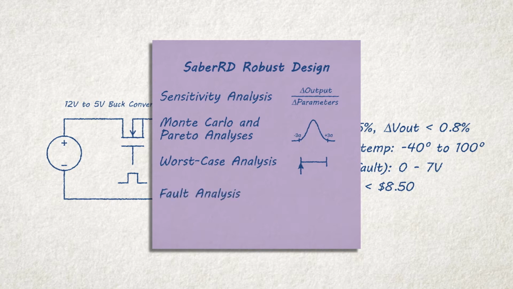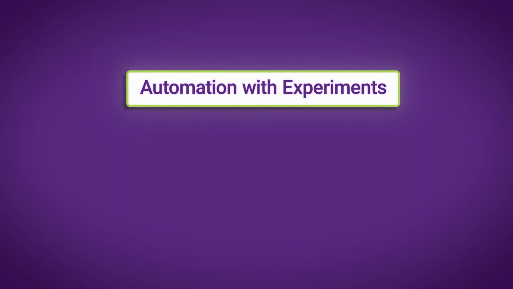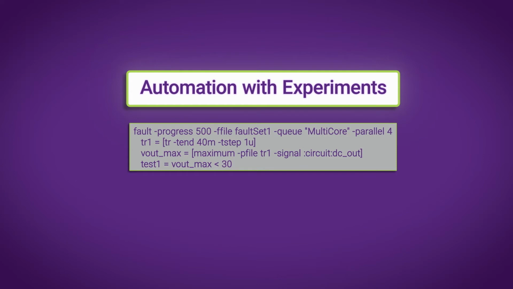Fault analysis keeps your system within safe limits when components fail. The ISO 26262 Functional Safety Standard for road vehicles recommends fault analysis. Stress analysis determines which components are subject to extreme operating conditions. Experiments automate Sabre's robust design. We'll show how to create one for each of the robust design analyses.